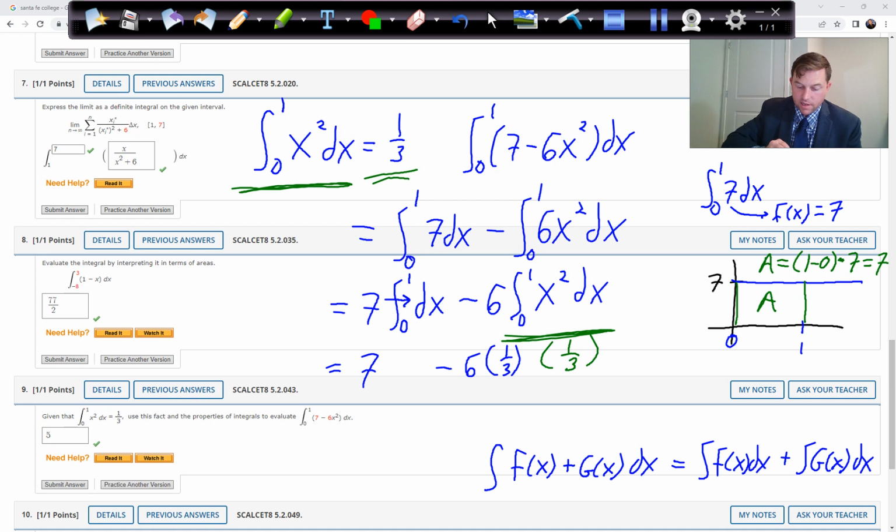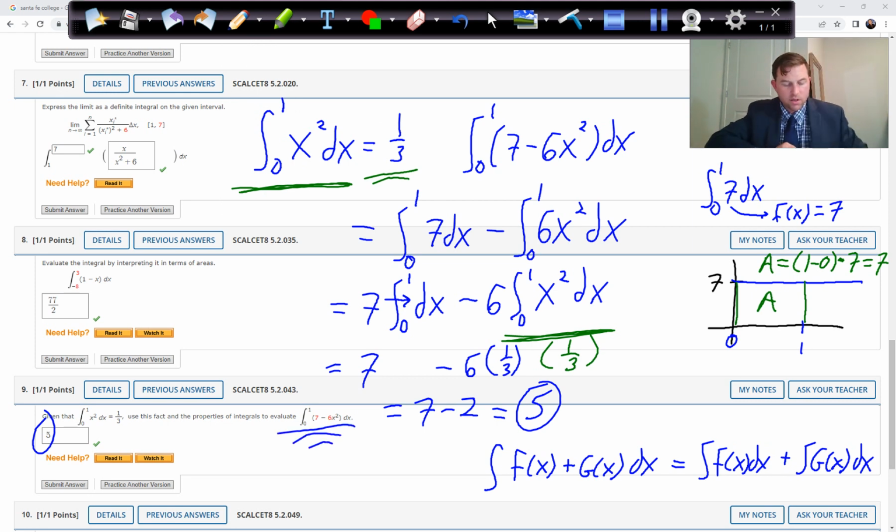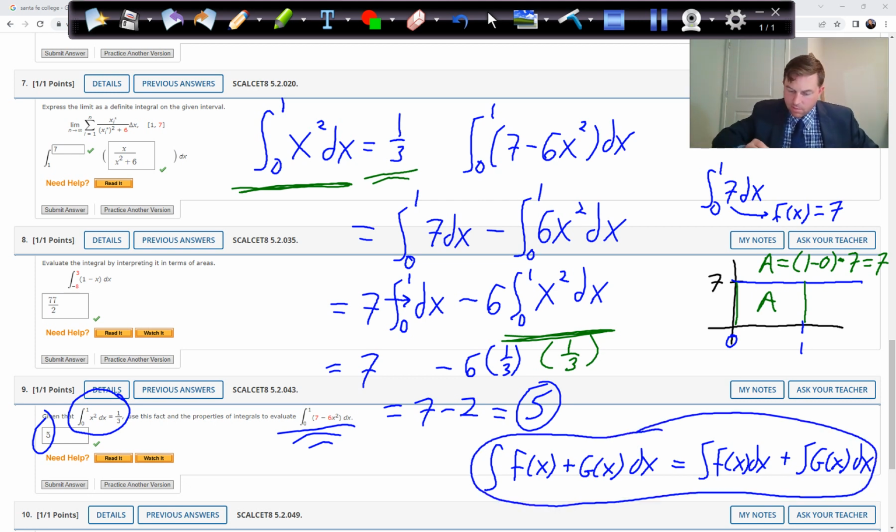And so this area is 7 minus the 6 times the third. 6 times a third is 2. 7 minus 2 is 5. So the area underneath that more complicated curve is 5, based on just knowing this and being able to split up the integrals and pull constants out of integrals, and then knowing that a constant is just going to be the area of a rectangle, for problem 9.